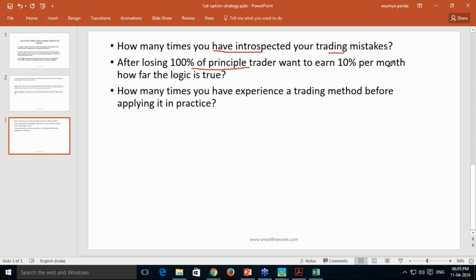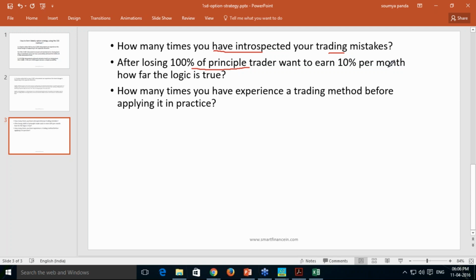How far is that logic true? You have already lost the money. You came to the market with an ambition to earn 10%, and you have already lost the battle. Then again you are harboring the same ambition. If that is the idea, you cannot do money management at all.